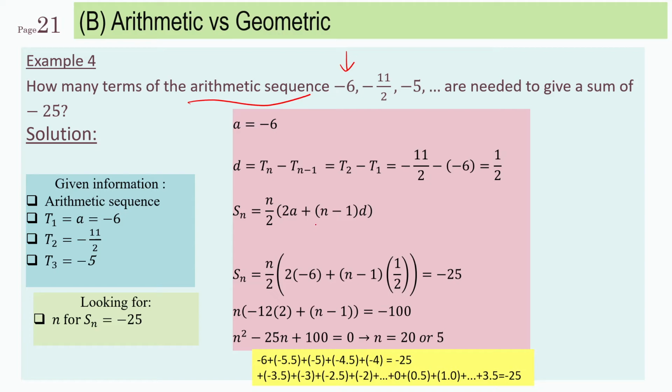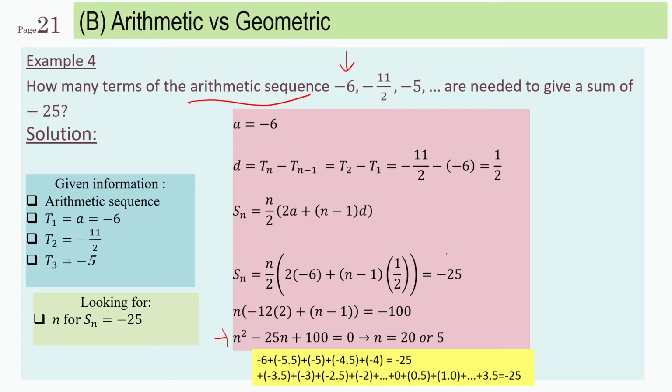Because they want the sum of negative 25, I need not think much. I just plug whatever I have into the equation Sn equals n over 2 (2a plus (n minus 1)d) equals negative 25, and I simplify, and then I know that this is actually a quadratic equation. I use the calculator, it gives me 20 or 5.